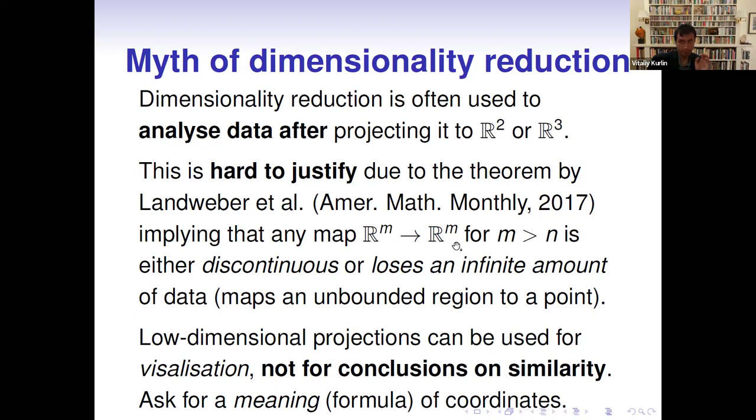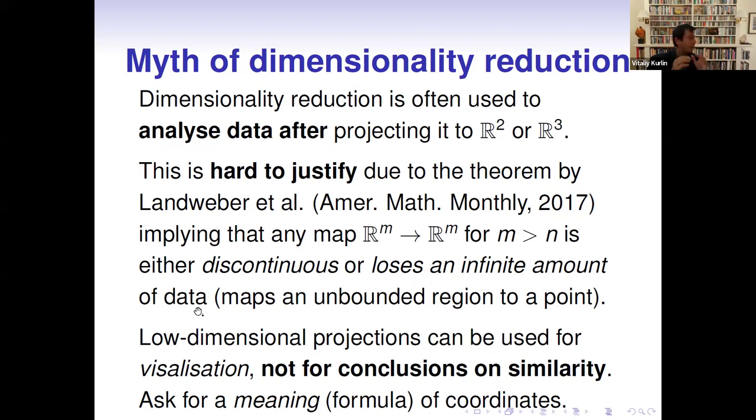Any such map is proved to be either discontinuous, and discontinuous means that if you have close points in that high dimensional space, then they could become not close at all, they could become distant in the projection. That's roughly the meaning of discontinuity. We would be interested, of course, in continuous projections that preserve similarity. If this map is continuous, then it should lose an infinite amount of data.